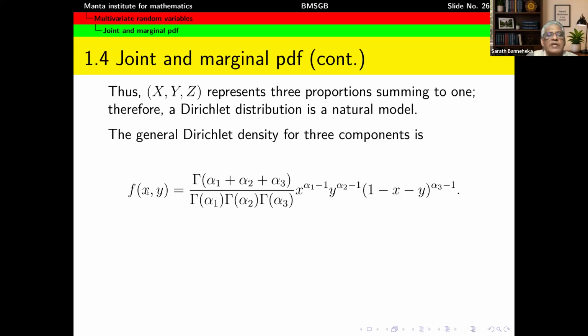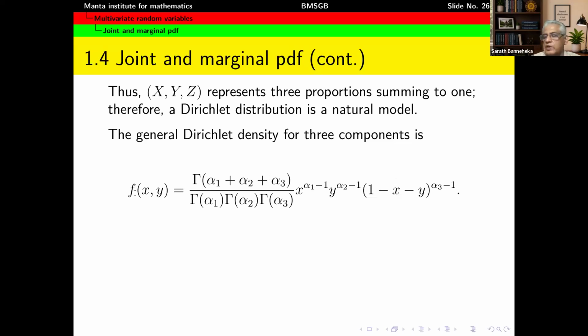So f at x, y, and then there should be a z also generally. Then it will be x here, y, z, and this part will be z in that case. This part will be z. But I am interested in only x and y, and z is actually not free to vary once x and y are given. So therefore, I have written down z also in terms of x and y. Therefore, I have this density written in terms of x and y only. Right. So this is the suitable model in that case.